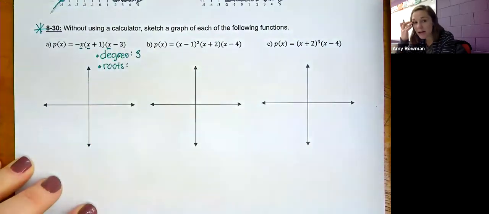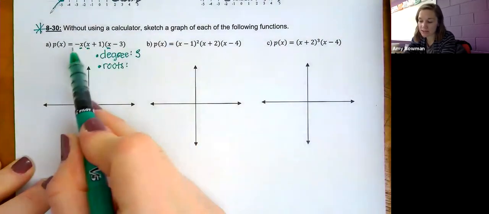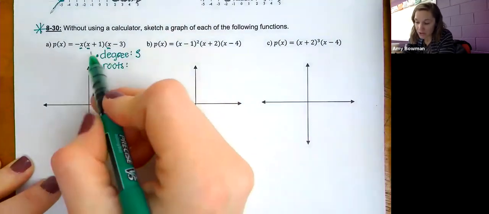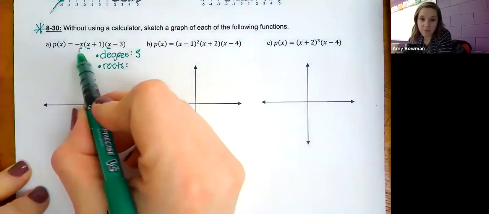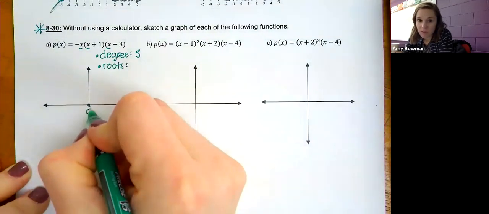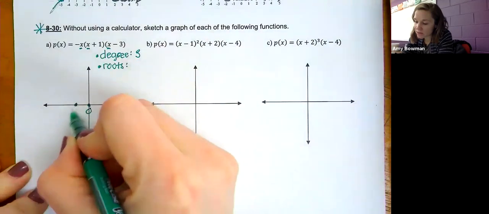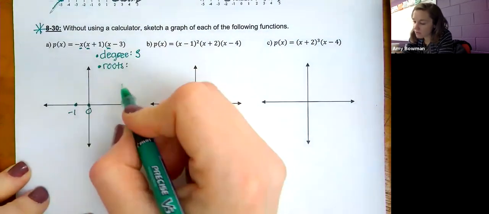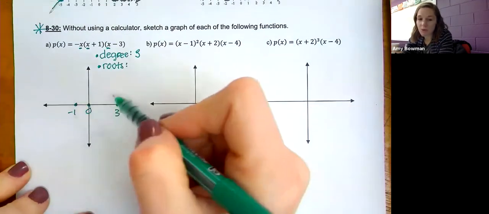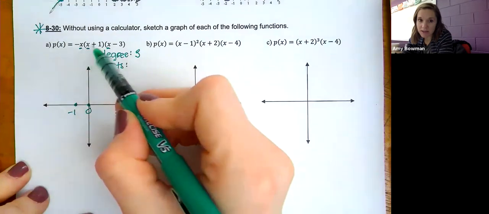It's odd. And then I'm going to graph the roots, because I know that the graph is going to touch the x-axis at my roots. I have 3 roots in this one. The roots are the x values that would make this whole thing equal 0. So that would be when x is 0. x plus 1 gives me the root of -1. And x minus 3 would give me the root of +3. So next I need to think about what the graph is doing there. So it's right here.